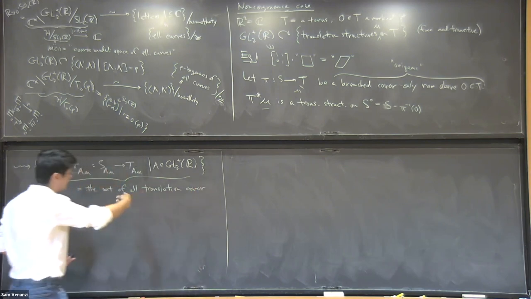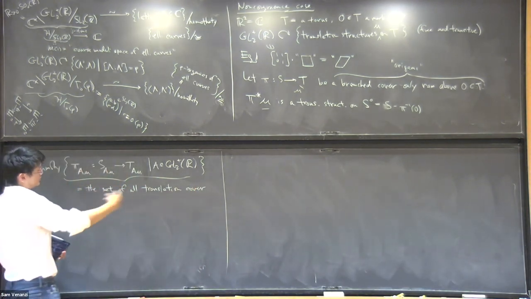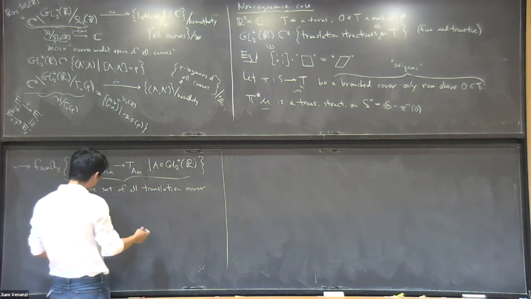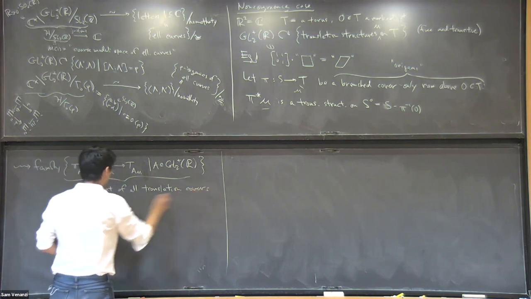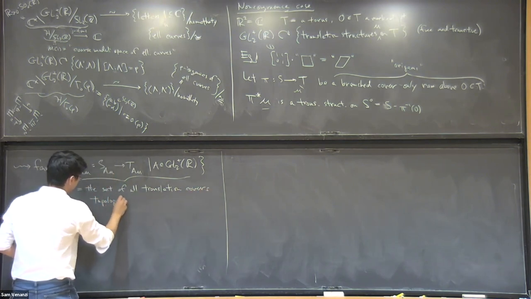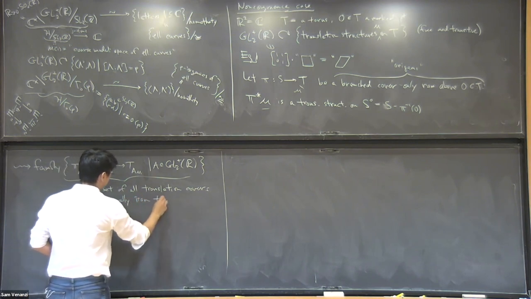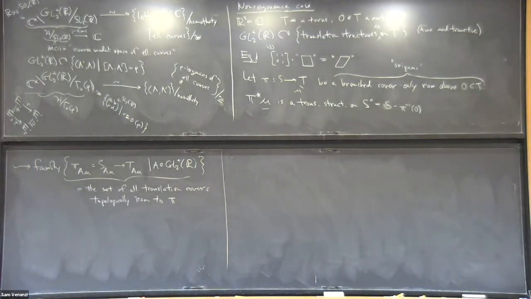So a translation cover is just a branched cover with compatible translation structures on the source and the target. So this is the set of all translation covers which are topologically isomorphic. By topological isomorphism, I mean, again, the same kind of square diagram. If you have pi and pi prime, these are topologically isomorphic if there are homeomorphisms F and F tilde which make this diagram commute. Okay, so this is the set of all translation covers topologically isomorphic to pi.